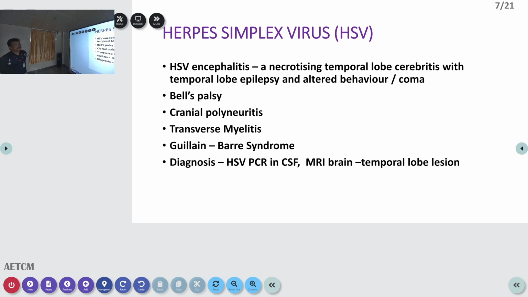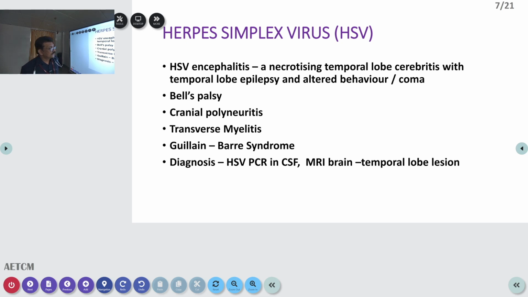Now, a few words about HSV encephalitis. It's a necrotizing lesion in the temporal lobe, and the patient can have altered behavior, coma, and some patients can have epilepsy. Bell's palsy can be there. That is because of the seventh cranial nerve involvement. Other cranial nerves also can be involved. Cranial nerve polyneuritis, transverse myelitis. Suddenly, the patient can develop weakness of both lower limbs with a sensory level, with a painful lesion above the sensory area. Guillain-Barré syndrome-like features can develop in some patients.